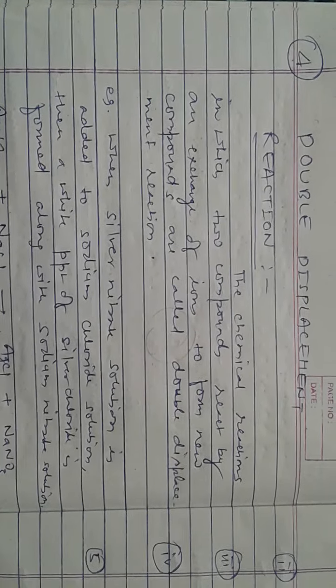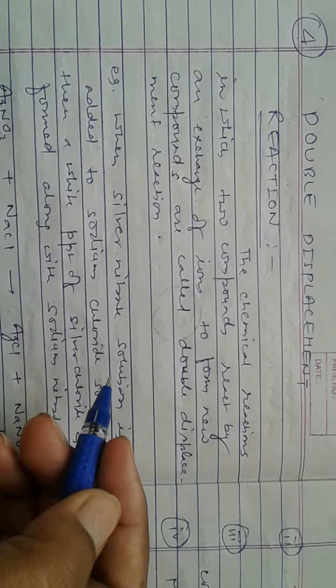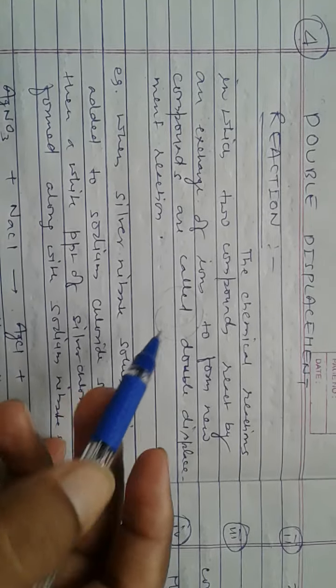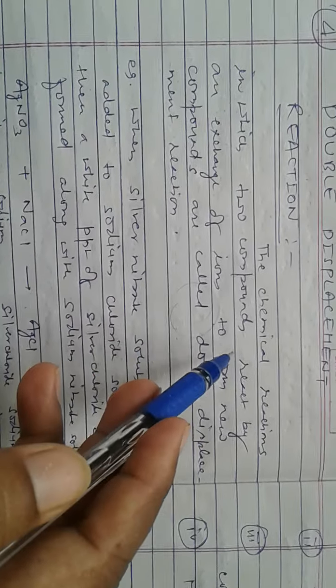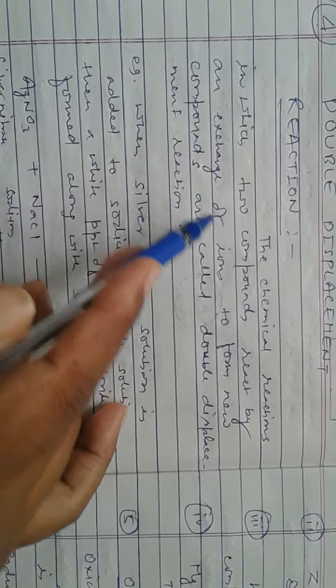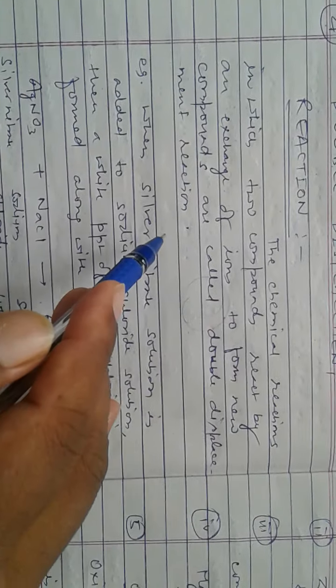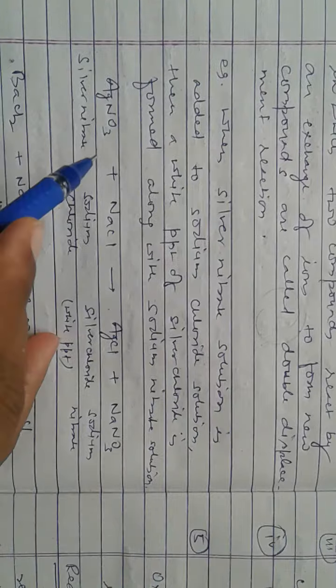Earlier I discussed with you the combination reaction, decomposition reaction, and displacement reaction. Today I am going to discuss double displacement reaction. The chemical reaction in which two compounds react by an exchange of ions to form new compounds is called double displacement reaction. We understand by one example.